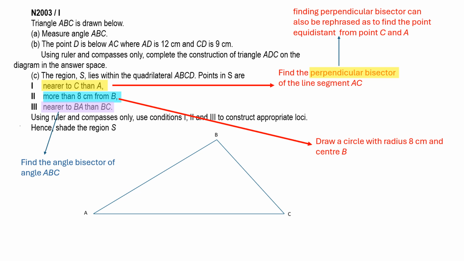Okay, so these are the 4 things that we need to do. We need to construct point D. We need to construct the perpendicular bisector of the line segment AC. We need to draw a circle with center B at 8 cm. And we need to draw the angle bisector of ABC. All right, so let's do it at the next slide.